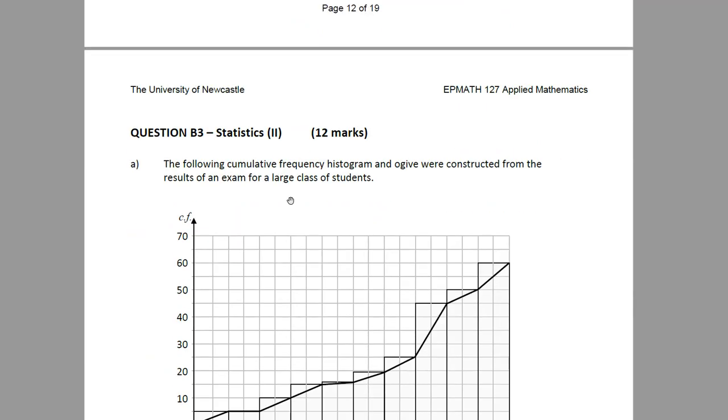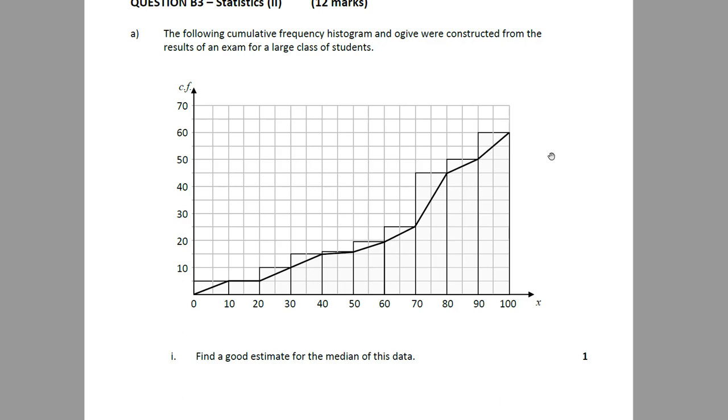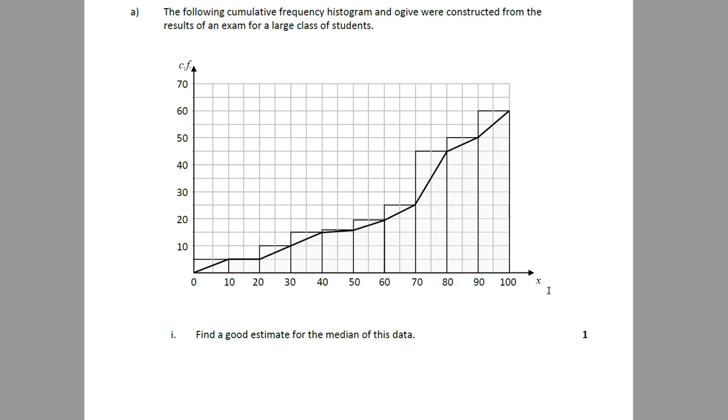Okay, up to B3, a second bit of stats. So we've got a cumulative frequency histogram, that's the boxes, and the ogive, that's our line, already done for us. Results an exam for a large class of students. So it looks like a fair spread of results from 0 all the way up to 100.